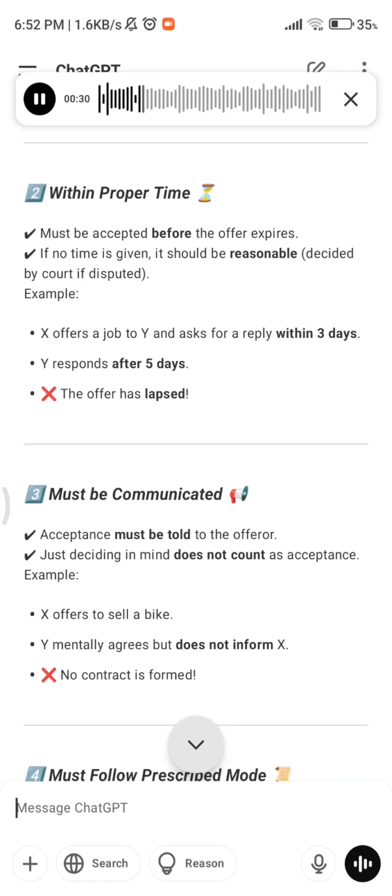2. Within proper time. It must be accepted before the offer expires. If no time is given, it should be reasonable, decided by court if disputed. Example, X offers a job to Y and asks for a reply within 3 days. Y responds after 5 days. The offer has lapsed.